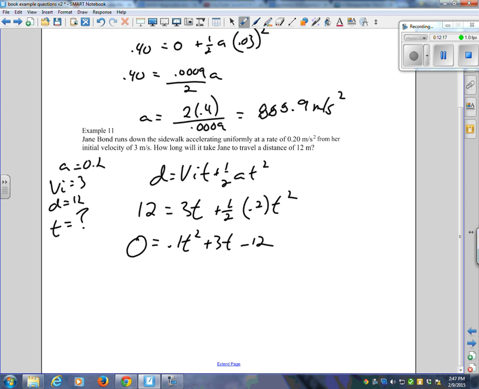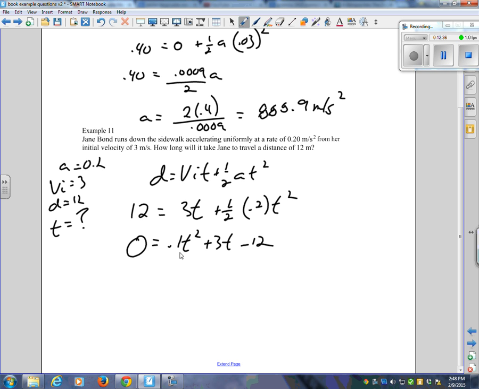What did you do with the last steps? I took the 12 to the other side, and it became negative. And then I just put them in the proper order: the t squared, the t, and the no-t term. What happened to the 1/2? 1/2 times 0.2 is 0.1. Oh, combining them.